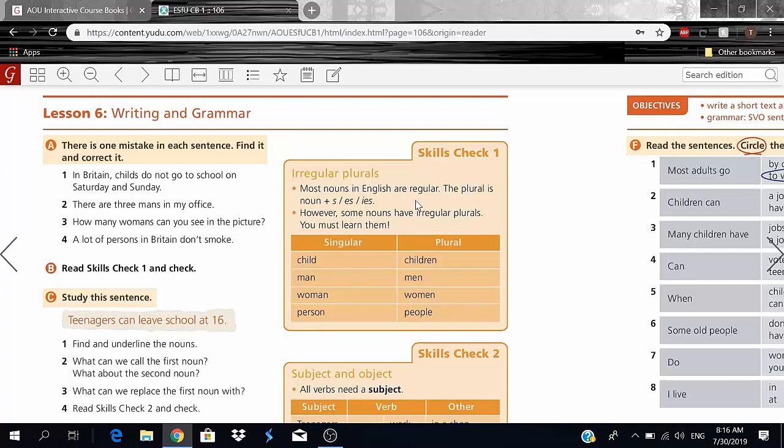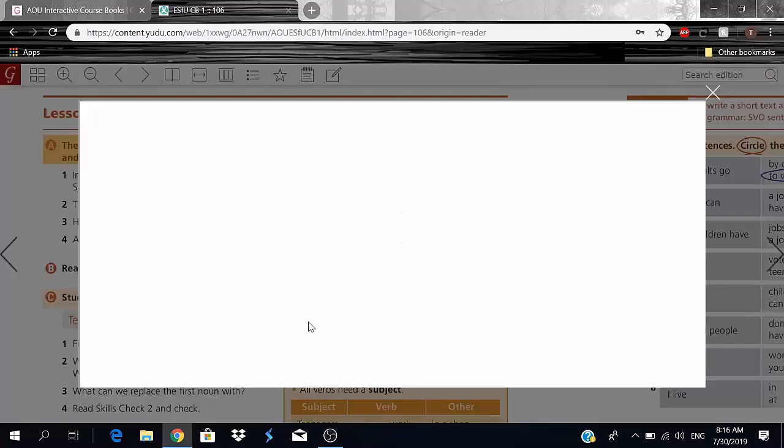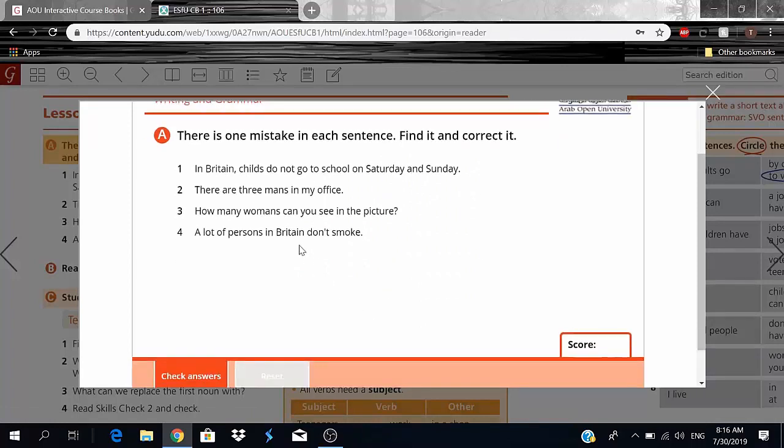So for example, here we have child, which turns into a completely different word. Child, children, it's even pronounced differently. Man, instead of saying mans, I say men. Woman, women. Person, people. Different words, okay? And you have to learn these and memorize them. So here, let me actually open the exercise. There's one mistake in each sentence. Find it and correct it.